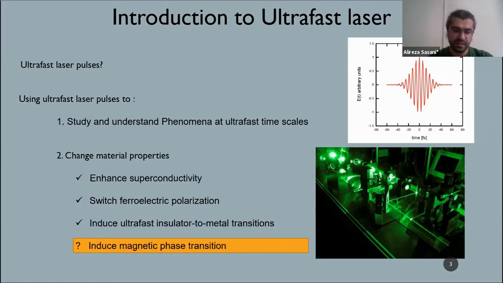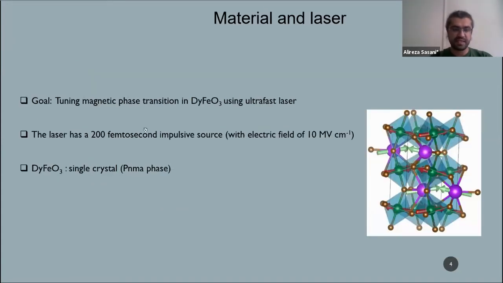There has been some work already on magnetic phase transition using laser pulses, but the mechanism that we have been able to induce here is different, and it has one to two orders of magnitude smaller time scales compared to previous results, previous mechanisms. So we have studied dysprosium ferrite with ultrafast lasers of 200 femtosecond impulsive source, and the laser field strength was more than 10 megavolts per centimeter, and the sample was a single crystal.